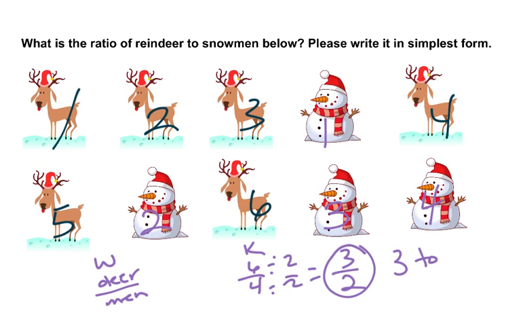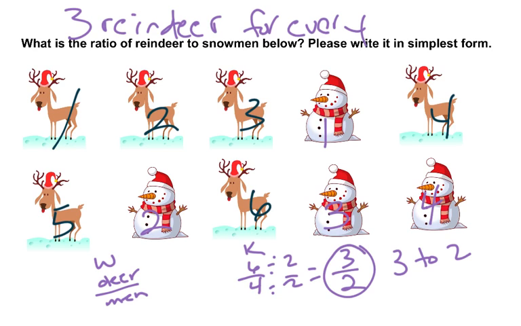So I have 3 deer, 3 reindeer for every 2 snowmen. There we go. 3 reindeer to every 2 snowmen. That would be the ratio in simplest form.